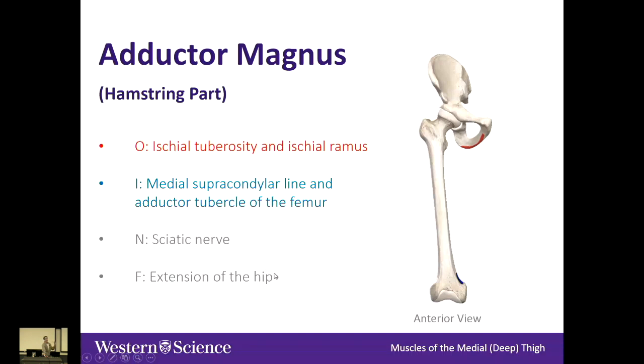Okay, and this is going to make more sense when I talk about the hamstrings in a minute, but this is almost textbook-ish of a hamstring muscle. Okay, so if you know your hamstring muscles, you just take part of the hamstring stuff, part of the adductor stuff, mush it together, you got adductor magnus.